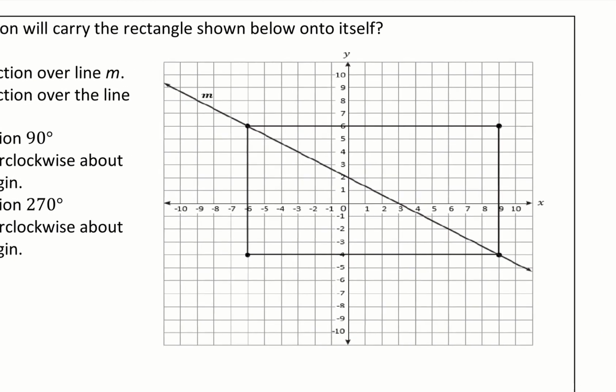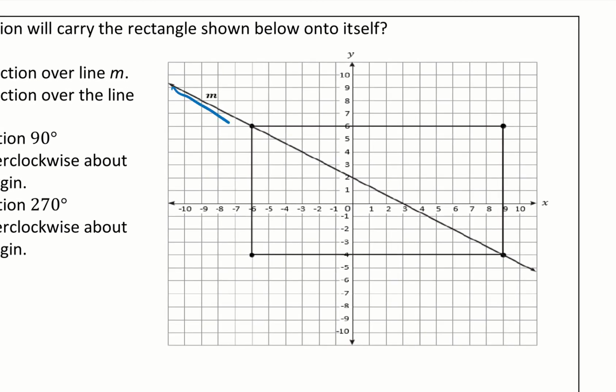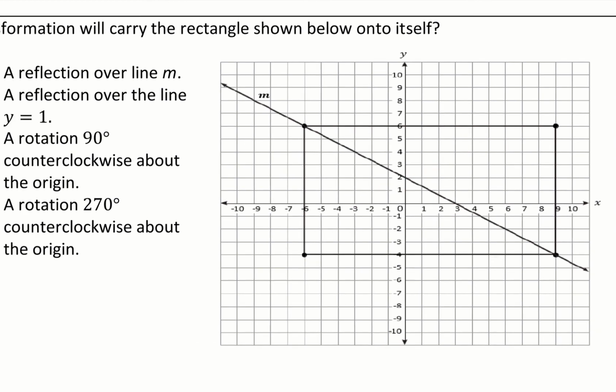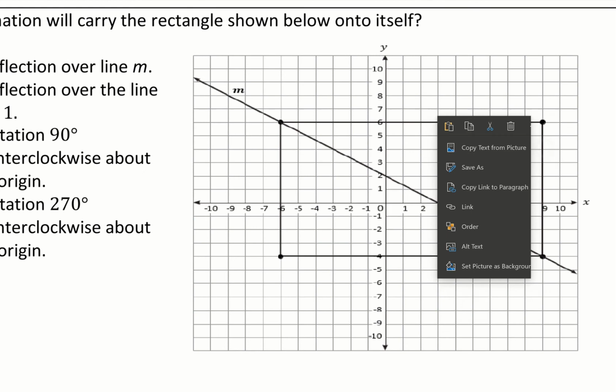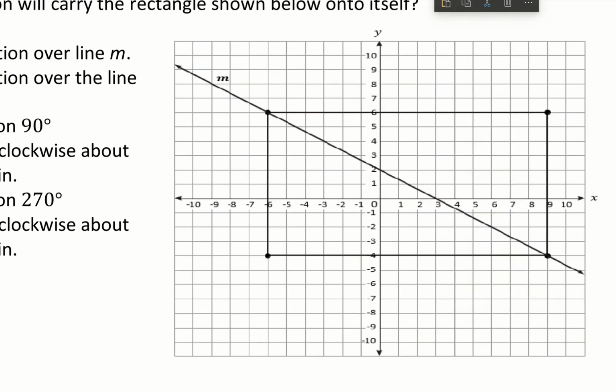All right, so number 2, which transformation will carry the rectangle shown below onto itself? So if I take this line and fold it along that little crease there, will this go onto there? And the answer is no, it will not. And that's because if you ever tried folding a rectangular piece of paper along its diagonal, it's actually not going to fold onto itself like you would think. If you actually did this, it's not going to fold along itself. And that's because it's not really a line of symmetry, right?